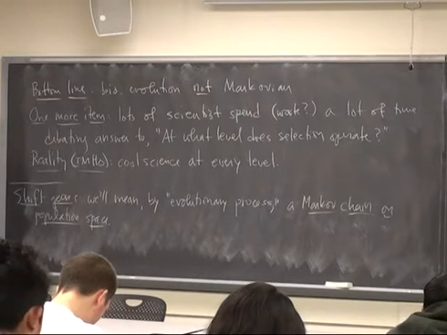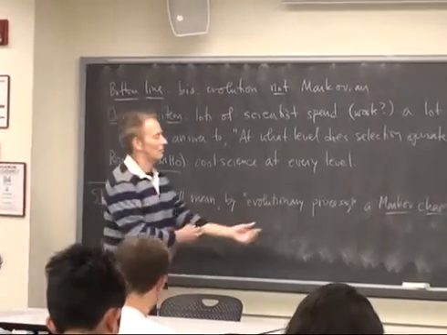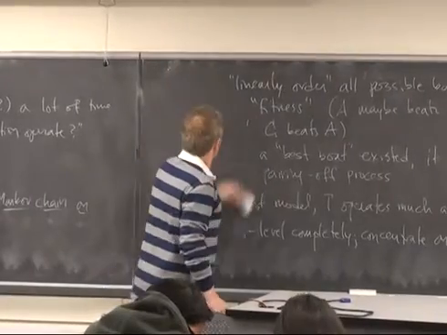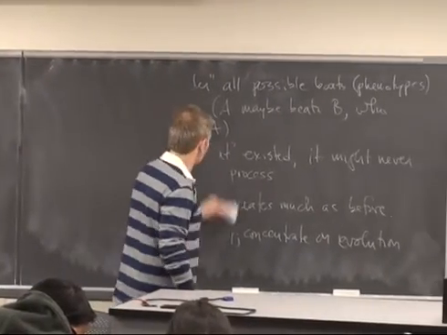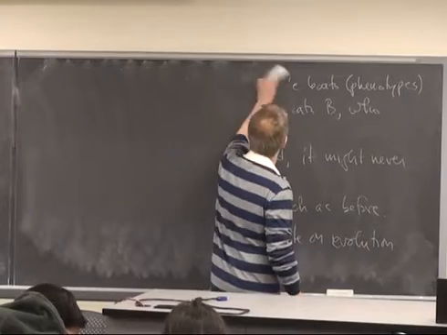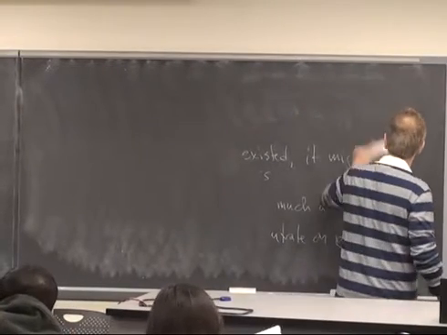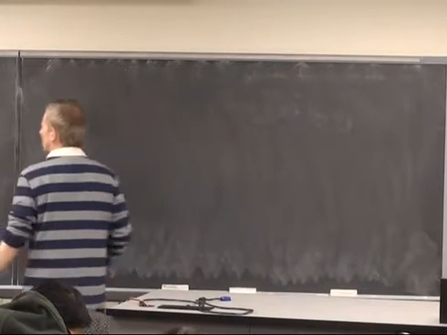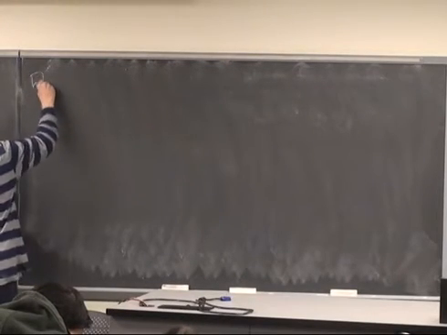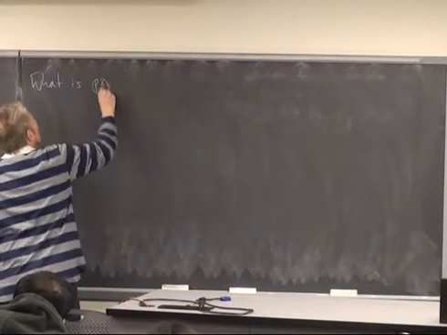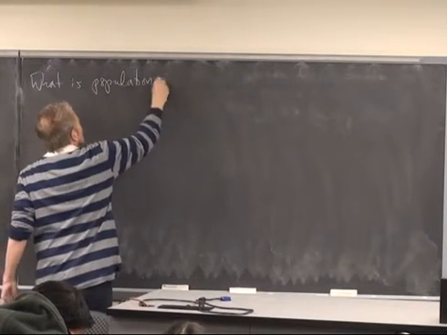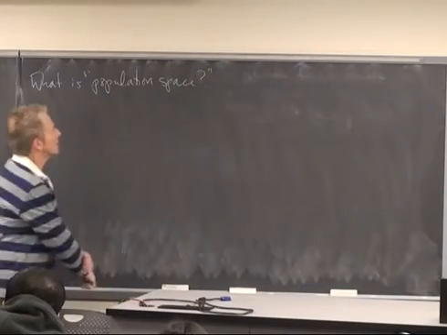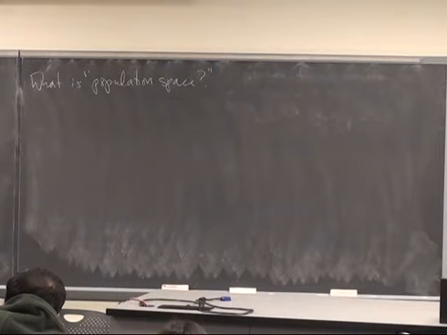So what is a Markov chain? What is population space? Let's talk about that a bit. And over the course of this, I'm going to go through a couple of really simple examples, just to show you the kind of thing that you can do. Okay, so first of all, what is population space? It's going to be a set of possible populations. Fair enough?